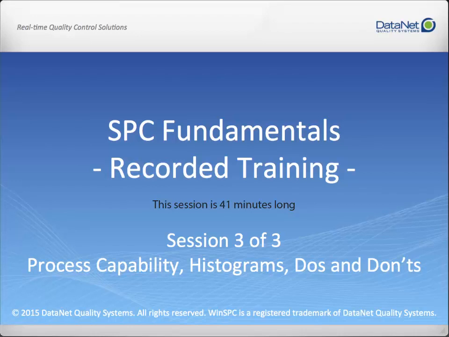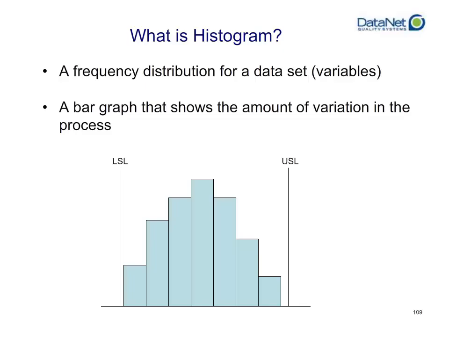The next topic that we're going to cover has to do with process capabilities and their relationship to histograms. First, what is a histogram? A histogram is a frequency distribution for a data set. It's a variable data set. It is a bar graph that shows the amount of variation in the process, and traditionally it is bound relative to your specification limits.